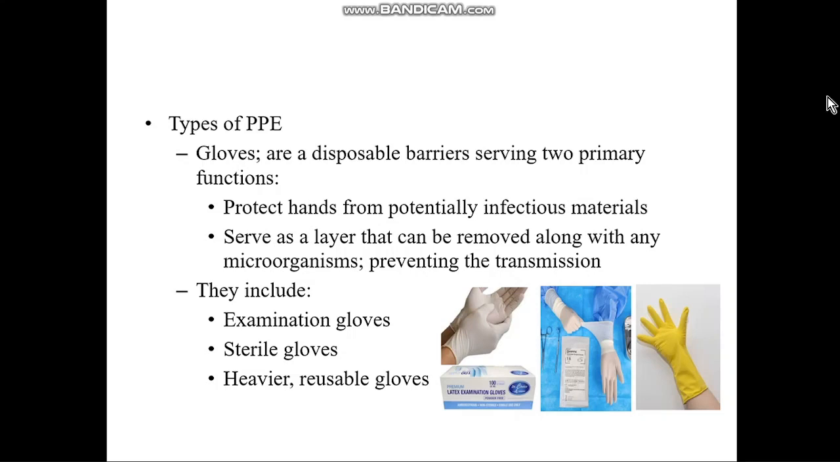And the second type of gloves are sterile gloves. Sterile gloves come with specific characteristics of thickness, elasticity, and strength. They are used for sterile procedures like surgery or catheter insertion, etc. And they are packaged in individual sterile sets, right?